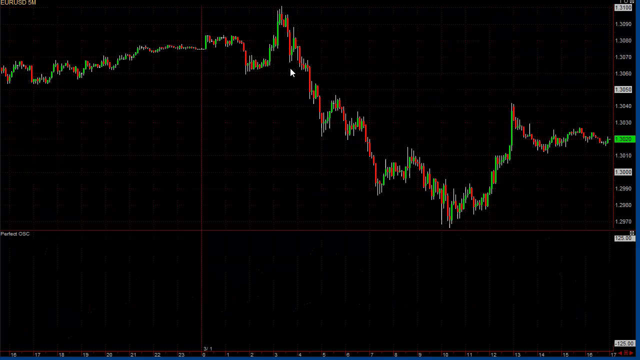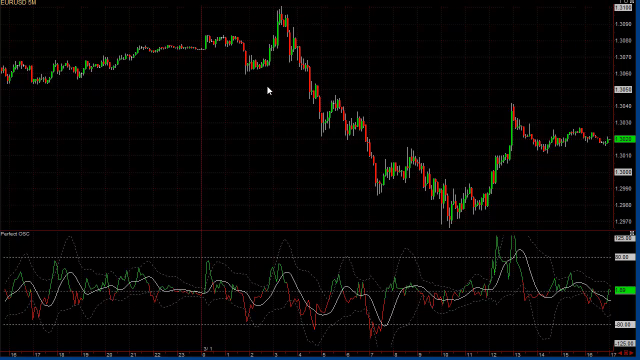Let me bring it up on some other currencies just so you can see how to use this. Notice again all the times it hits the extreme 80 level. Right here, it reverses up.